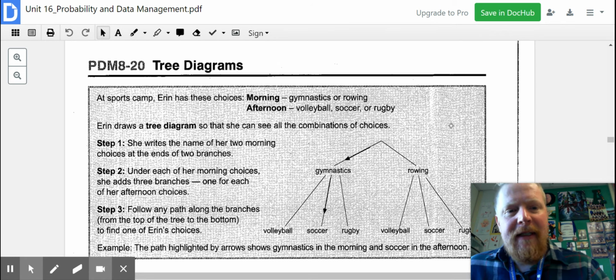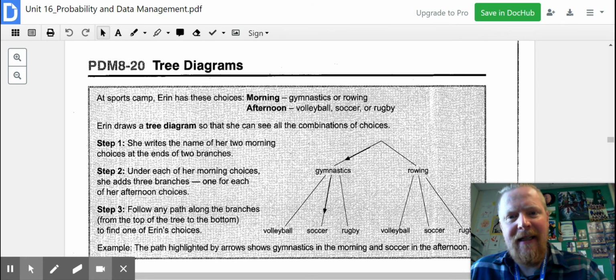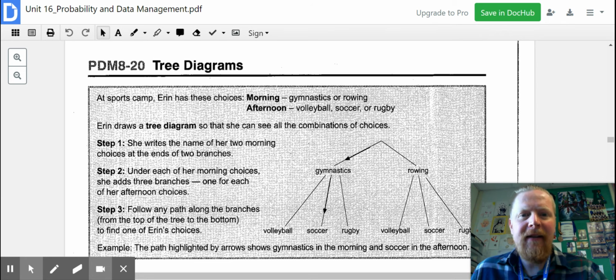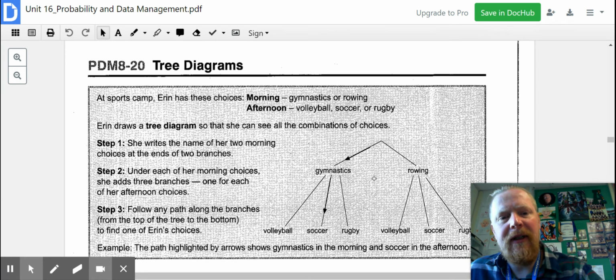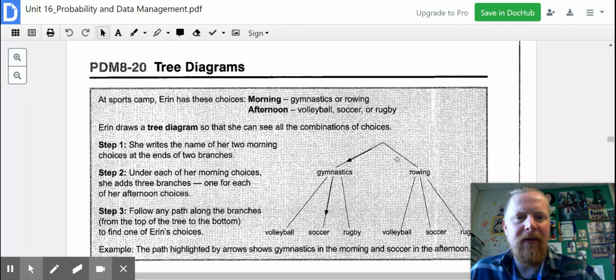So in the gray box here, it says, at sports camp, Aaron has these choices. In the morning, gymnastics or rowing. In the afternoon, volleyball, soccer, or rugby. Aaron draws a tree diagram so that she can see all the combinations of choices. So Aaron has drawn this tree diagram here. I'll indicate it in the gray box. And you can see it's a tree because it's got the branches. It's actually like an upside down tree or a root system.